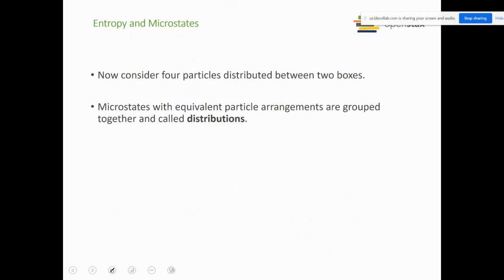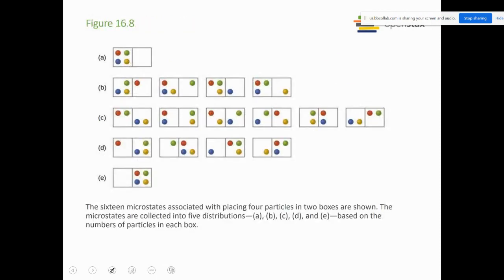Now let's think about 4 particles instead of 2 particles. They are distributed between 2 boxes. These are my 2 boxes, box 1 and box 2. For each of these, all of them have 2 boxes, all right? So I have 4 particles that I have shown here in yellow, green, blue, and red. I'm just going to start calling them 4 balls. I can say 4 particles, that's really fine, but I'm denoting those by different colored circles, so it's easy.